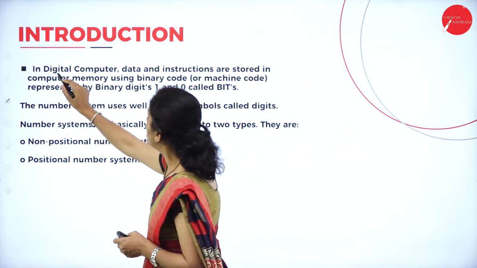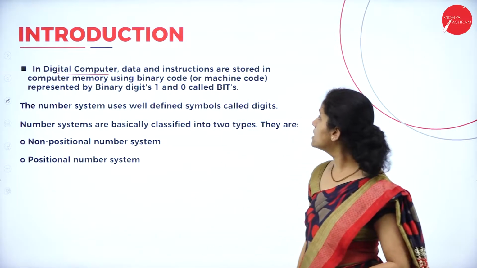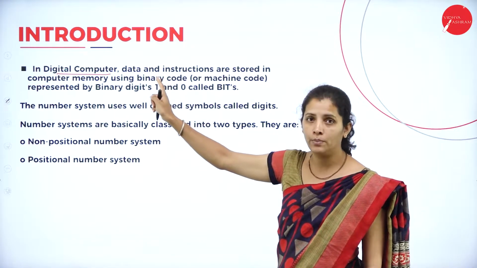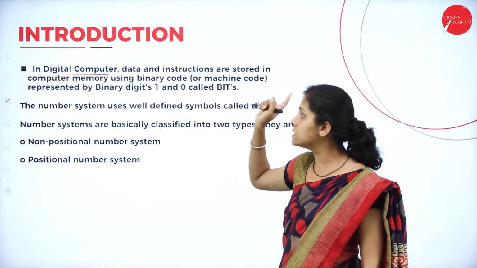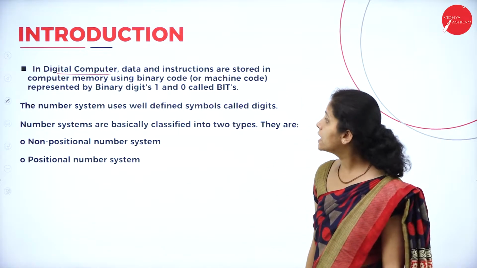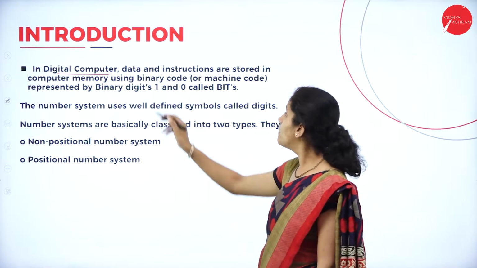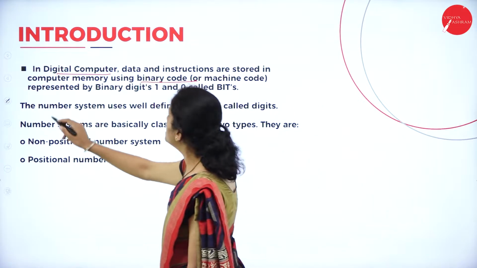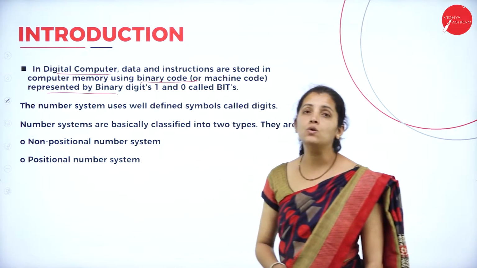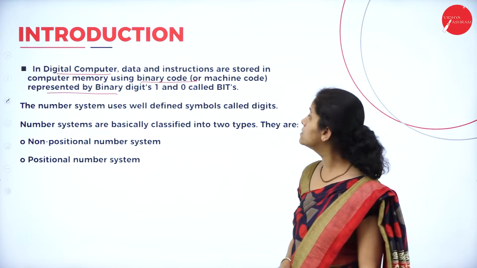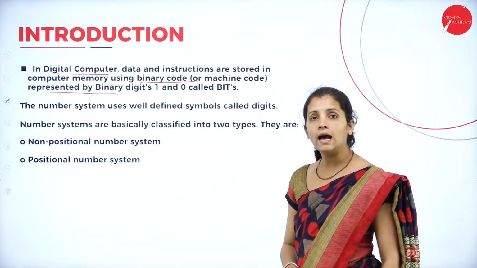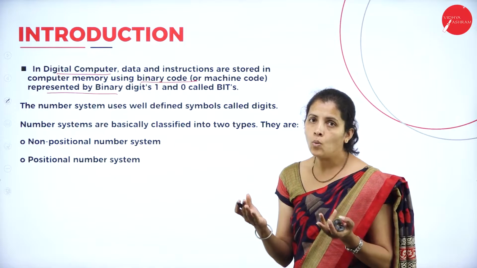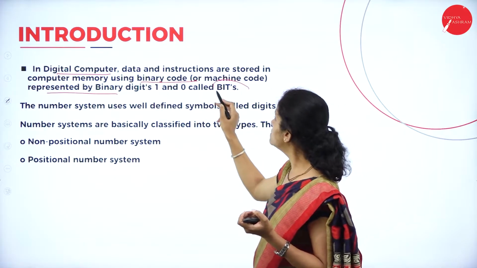So, in a digital computer, data and instructions are stored in the computer memory. If I consider any digital computer, all the data as well as instructions are stored in the computer memory using binary code, that is known as machine code. So it is represented in the form of zeros and ones, and it is known as binary digit or bits. So binary digit means what? It is 0 and 1, and it's also known as bits.